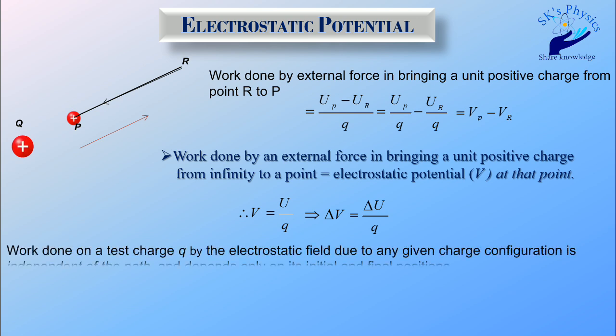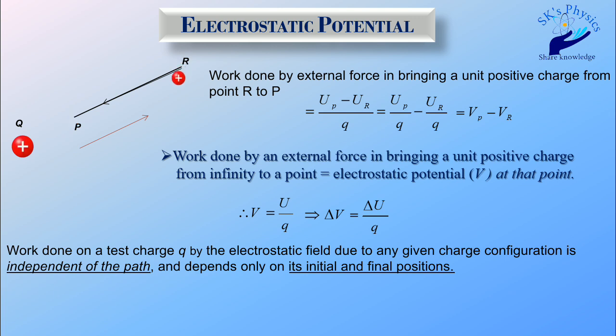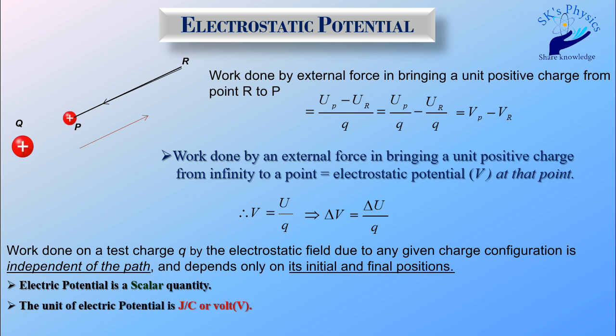Work done on a test charge Q by the electrostatic field due to any given charge configuration is independent of path and depends only on its initial and final positions. Here it only depends on P and R. Electrostatic potential is a scalar quantity, which means it has only value, not direction. The unit of electric potential is joule per coulomb, or volt. The dimension formula of electric potential is M1 L2 T minus 3 A minus 1.